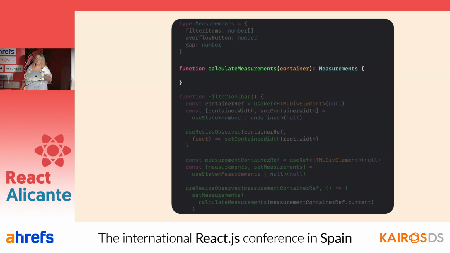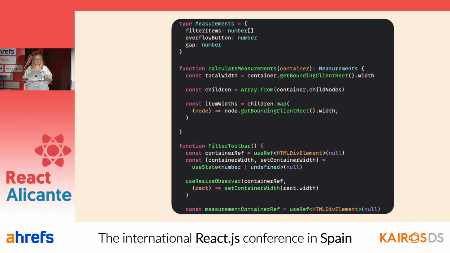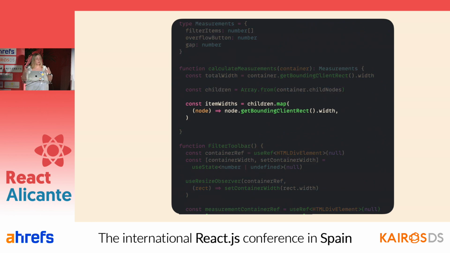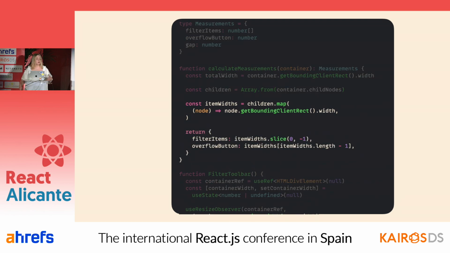So we already have our element, the container itself. We can get the total width of the container, and through access to the DOM, we can get all of the children elements that are rendered within. So now, because we have the width of all of the individual elements within the container, we can calculate the width of all our filter items and the overflow button. Because the overflow button is always last, we just filter all but the last for our filter items and get the last width for the overflow button.